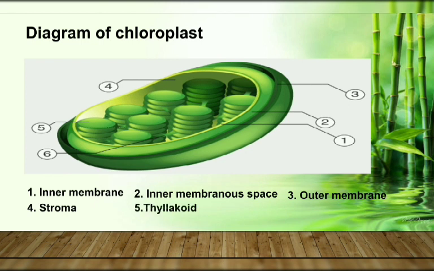See the thylakoid. Thylakoid is a coin-like structure. Thylakoids combine together to form granum. In the thylakoid, the light reaction takes place, in which photolysis or hydrolysis of water takes place. Through this, oxygen will be released.